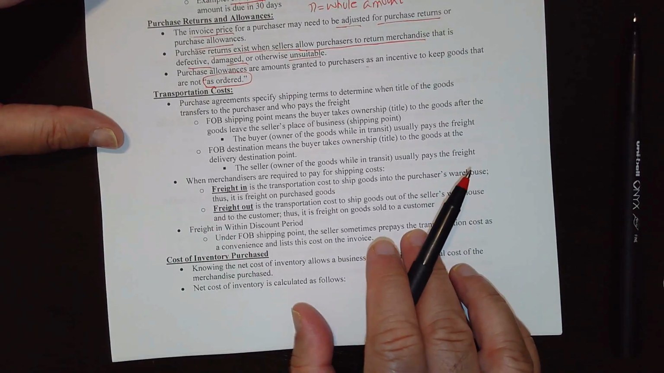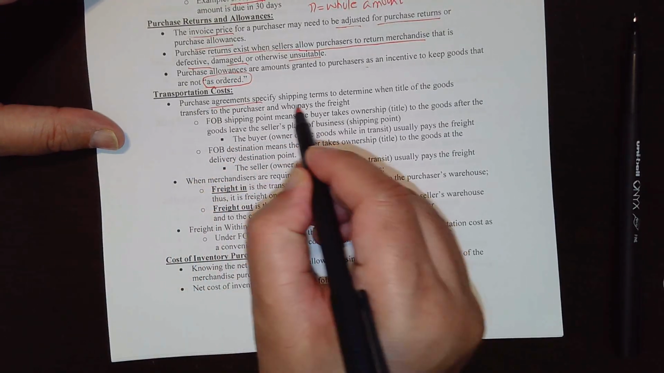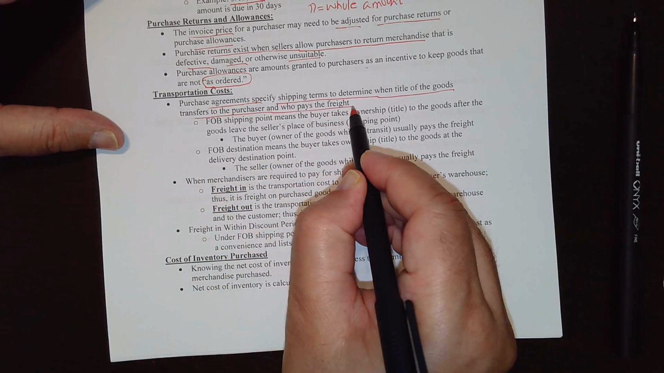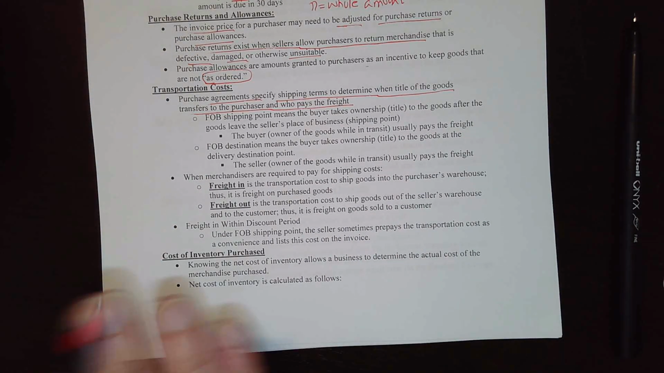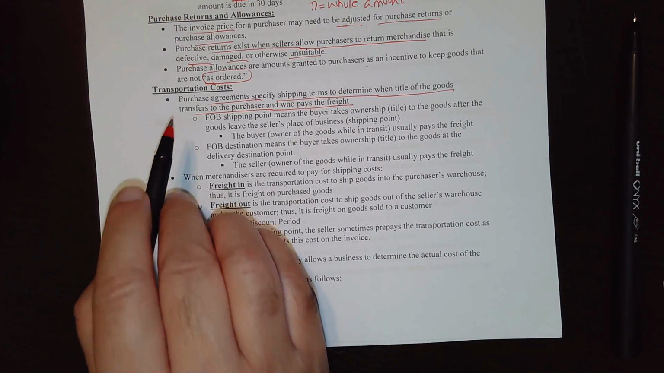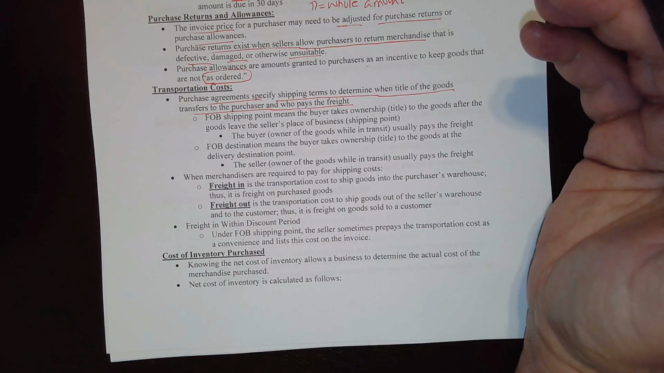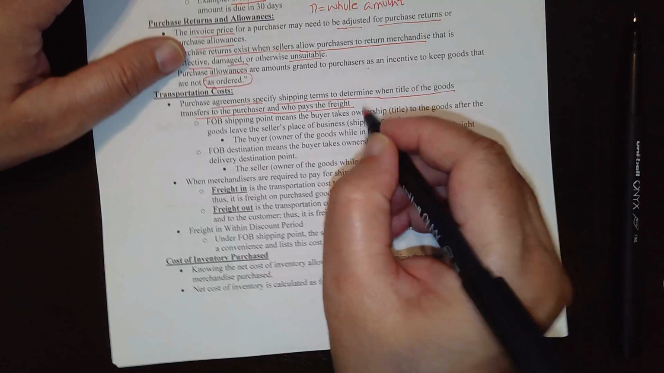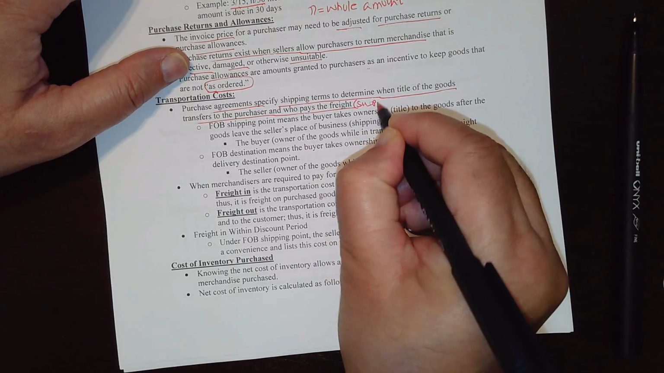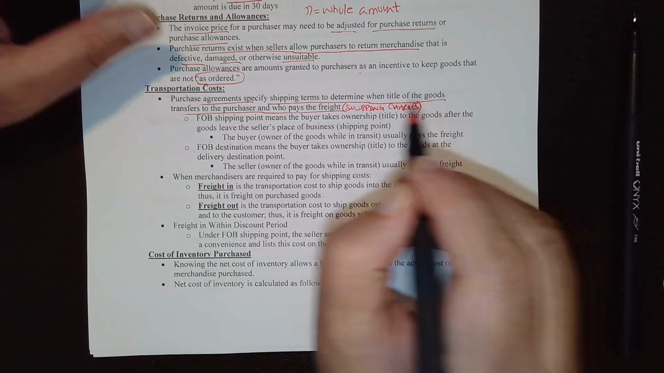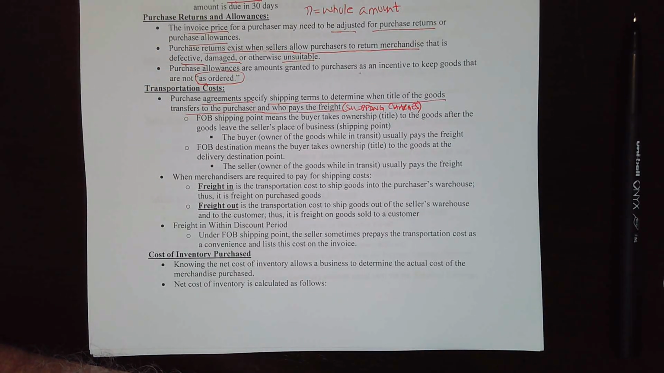The transportation cost. Purchase agreements specify shipping terms to determine when the title of goods is transferred to the purchaser and who pays the freight. So again, it is not an accounting decision. It is a decision that is made by the purchaser and seller. So they make a decision who is going to pay for the freight. Basically, freight simply means shipping charges. And at what point the ownership of the shipped items will change hands.